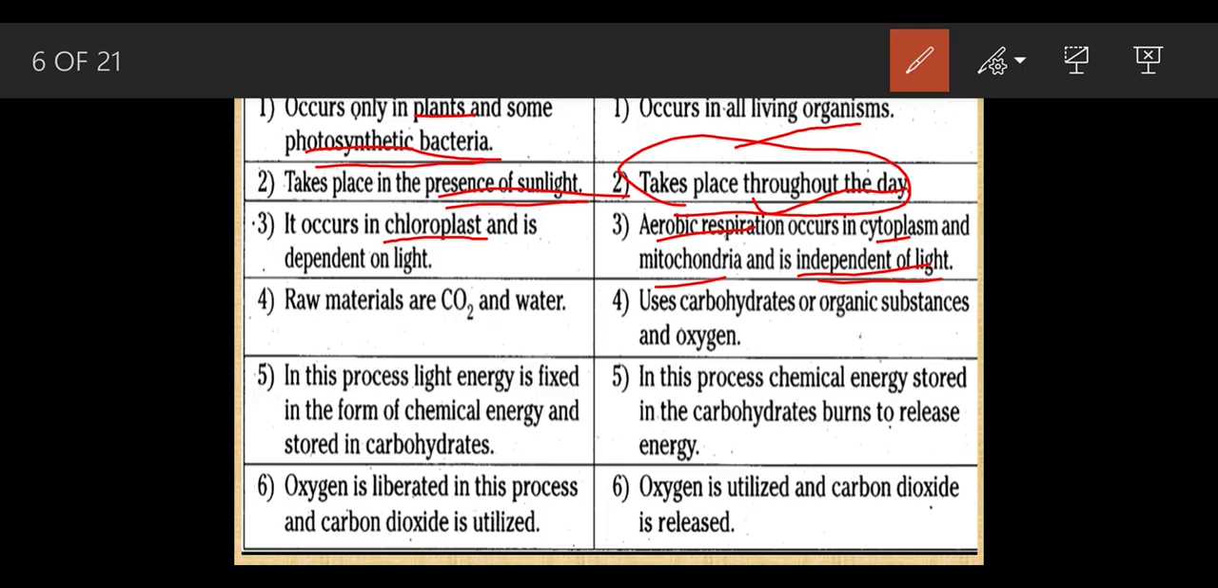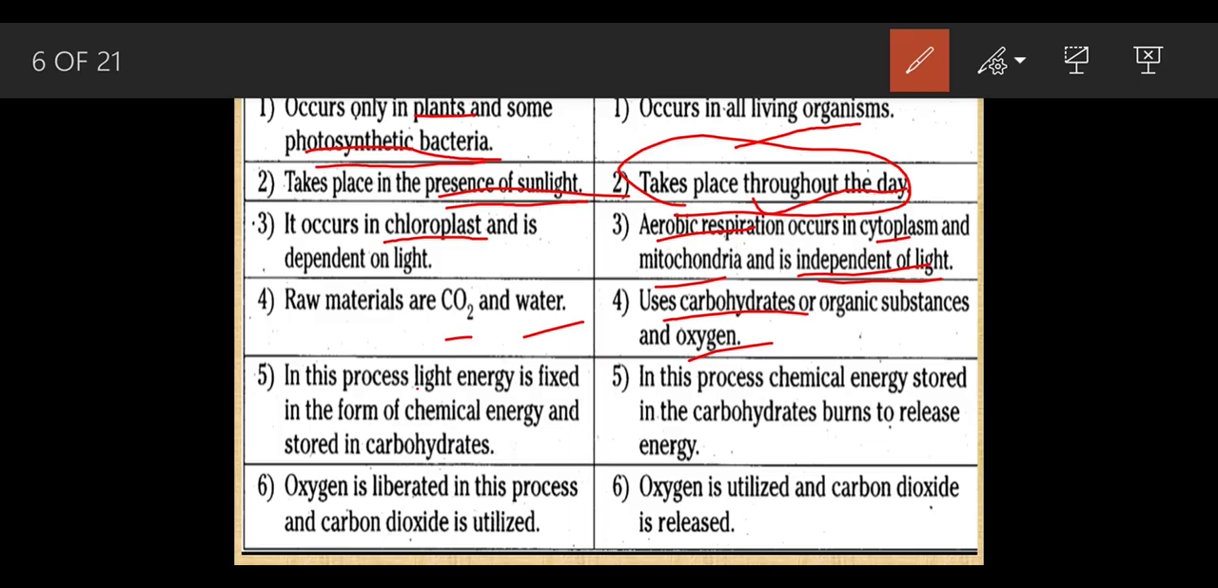Here the raw materials used by the plants are carbon dioxide and water. In respiration, carbohydrates, the organic substance, and oxygen get used up. Carbohydrates means nothing but the formula of glucose only.